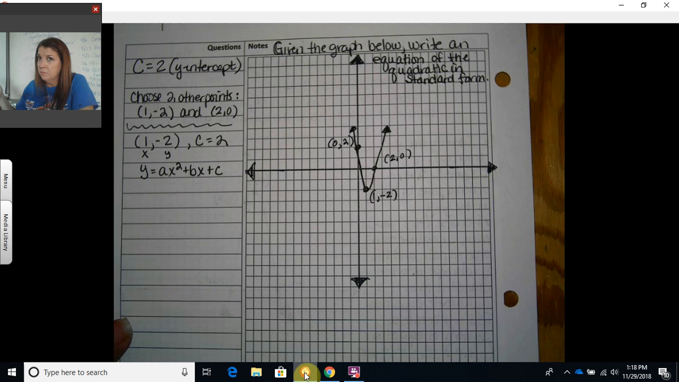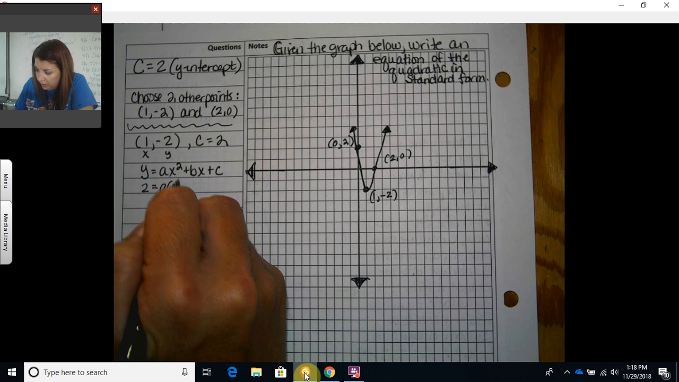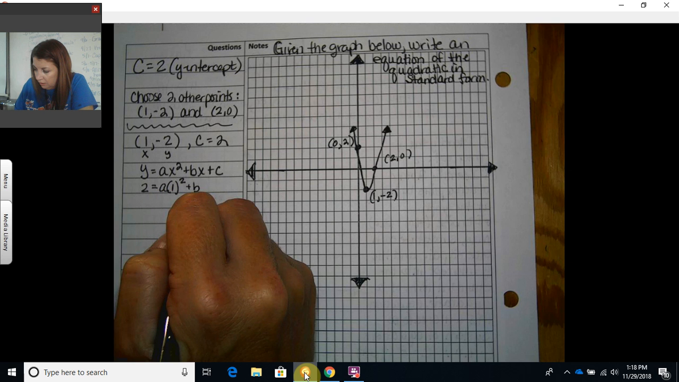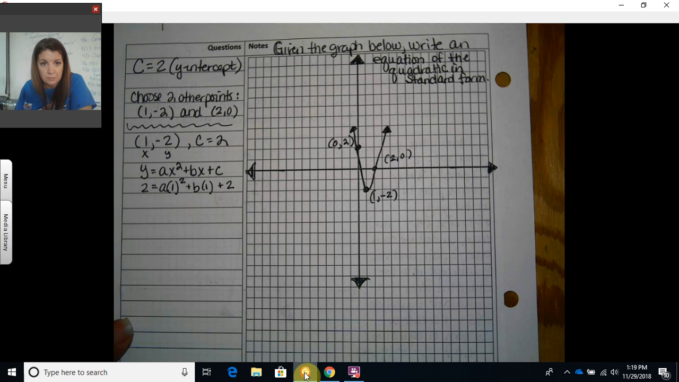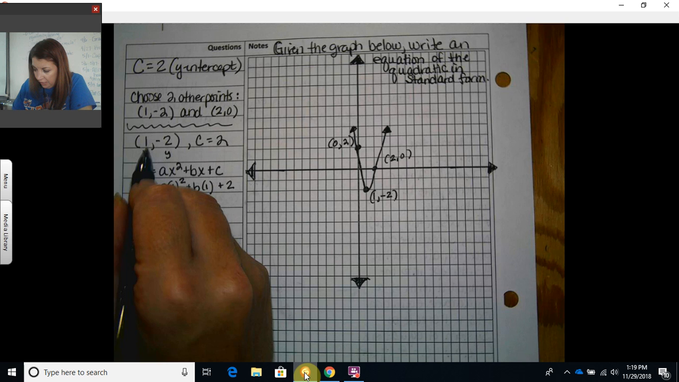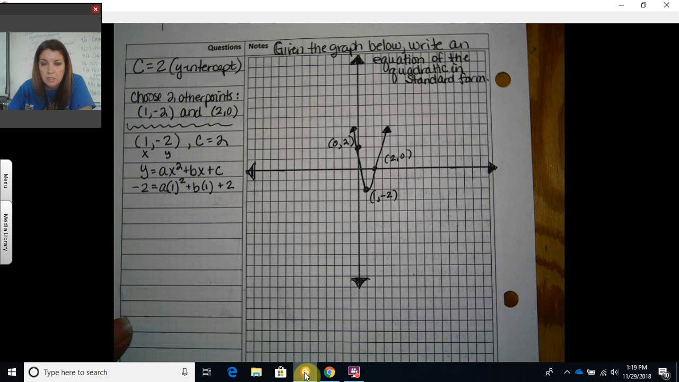So 2 equals a times 1 quantity squared plus b times 1 plus 2. Oh, I knew I did something wrong. My y should be negative 2. Thank you. Not positive 2. So let me simplify that.